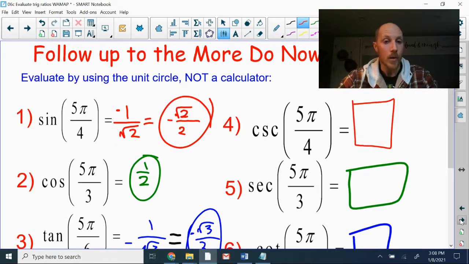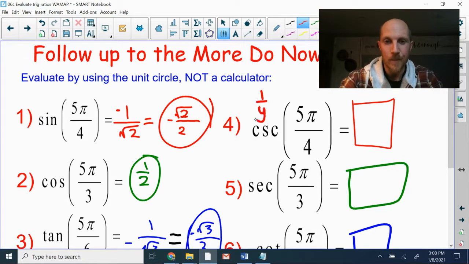Okay, so the other part of the do now was numbers 1, 2, and 3. So let's take a look at the reciprocal functions with questions 4, 5, and 6 here. So we're starting at number 4, cosecant of 5 pi over 4. Of course, this is the same angle that we'd evaluated previously, the sine of 5 pi over 4 at question number 1. So cosecant is the reciprocal of sine. We already had the y coordinate over here, so we could just do the reciprocal.